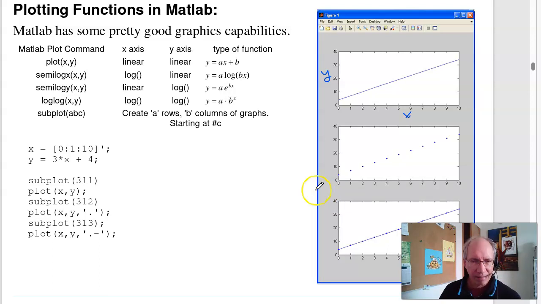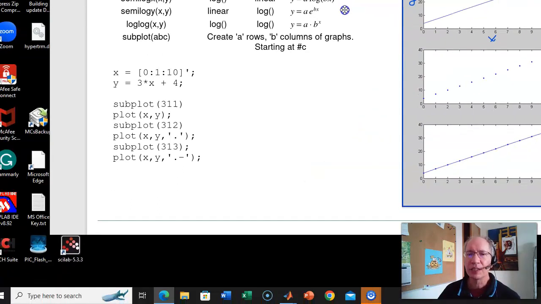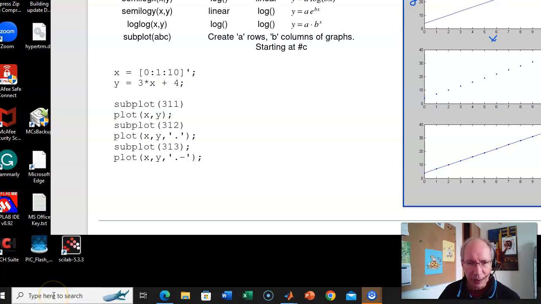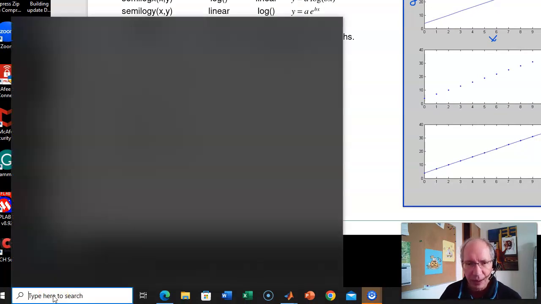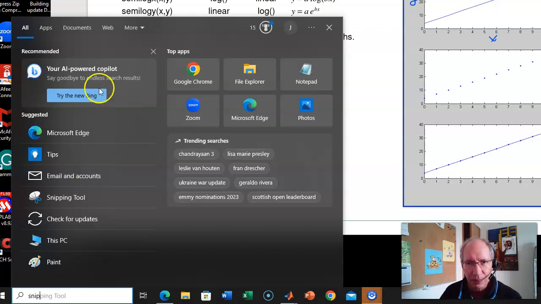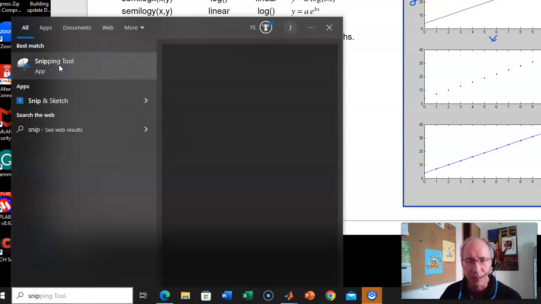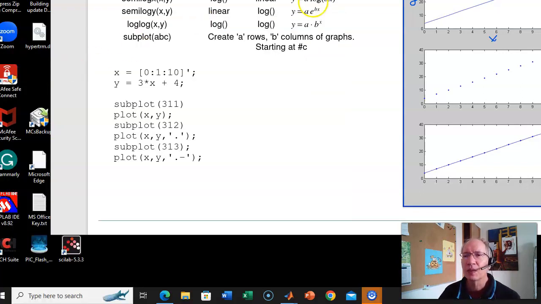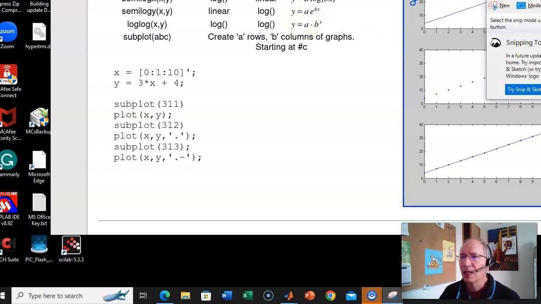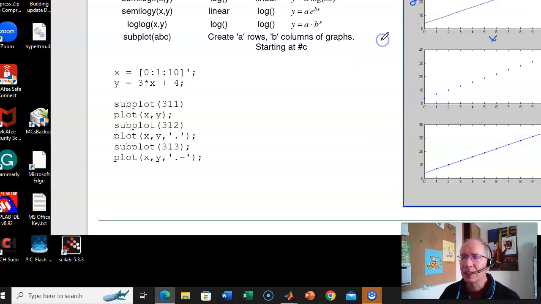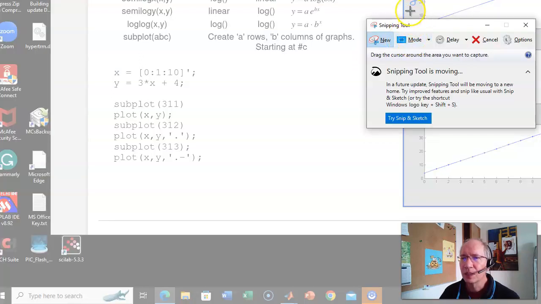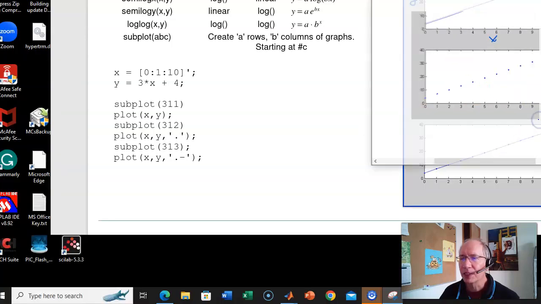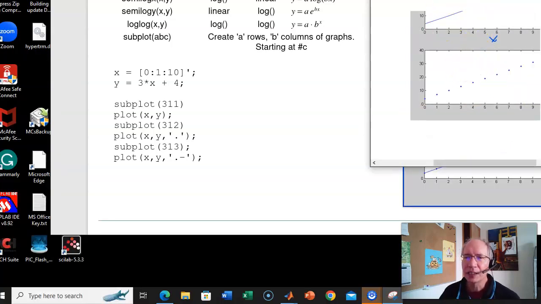In your homeworks, if you go down here and type in snipping tool, S-N-I-P, there we are. That's the snipping tool in Windows. If you have a graph and you want to copy it into Microsoft Word, I'm going to say I want to take a new plot, take my graph right here, and then I can copy and paste that into my Word document.